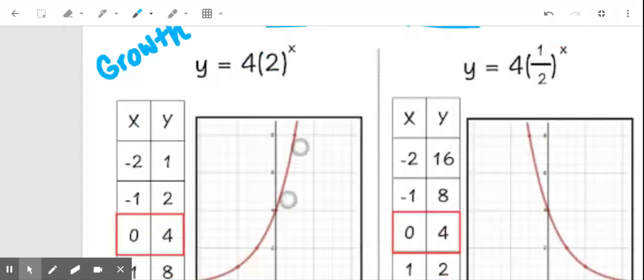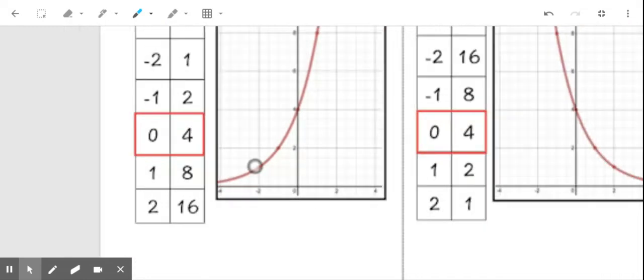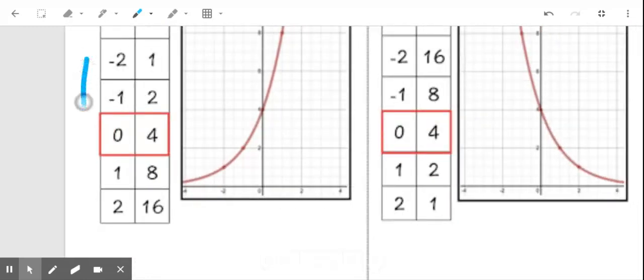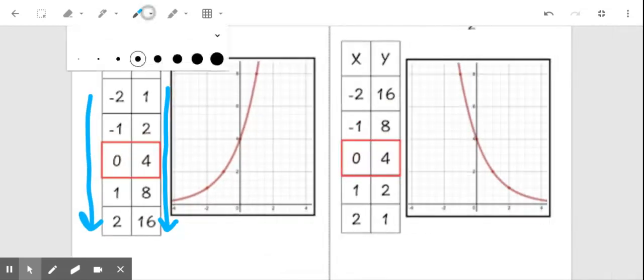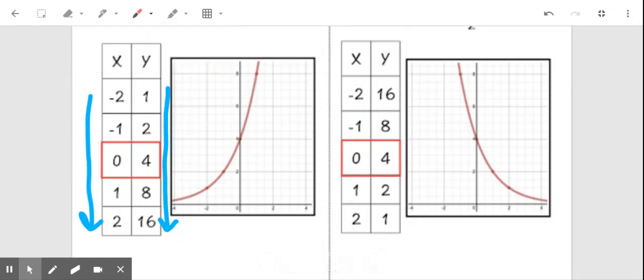When we're looking at growth, we notice this table first. You'll see that as my x values get bigger, my y values get bigger. So along that x, you'll see we've got our standard -2, -1, 0, 1, 2. And then our y values get larger and larger. They're doubling in this particular instance where we go 1, 2, 4, 8, 16. So that tells you that our graph is growing, that we're showing growth from our exponential function.